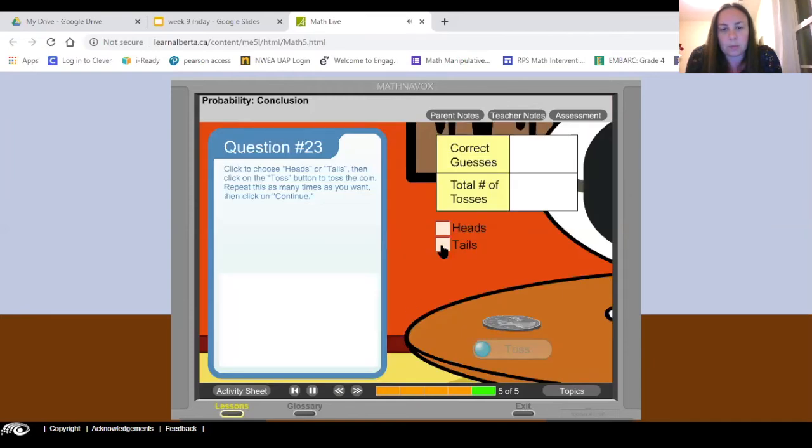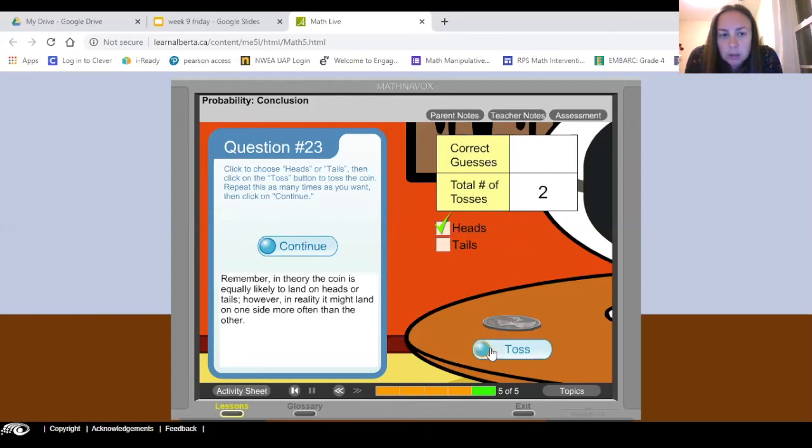Click to choose heads or tails. Then click on the toss button to toss the coin. Repeat this as many times as you want. Then click on Continue. All right, we'll do it. Let's try it 10 times. All right, looks like heads.